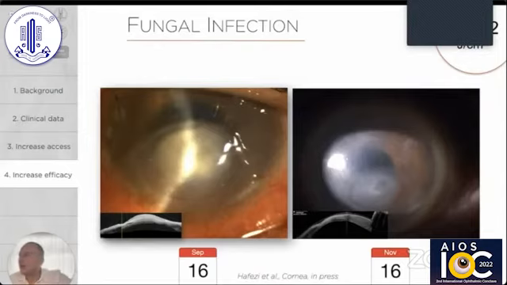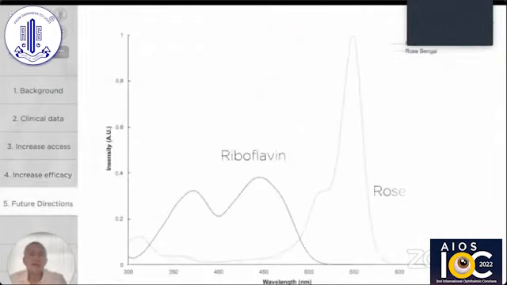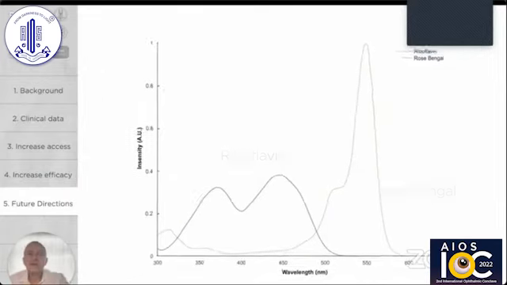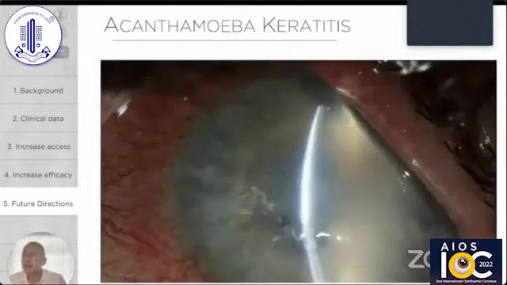One last step, a very brief outlook into the future. Besides riboflavin, there is rose bengal. And if you look at the absorption spectra, these two chromophores do not compete on the cornea. They need very different excitations. Riboflavin uses 365 in the UVA range, whereas rose bengal uses green light at 522 nanometers. So the question is, why can't we combine these two, for example, in fungal keratitis or in acanthamoeba?